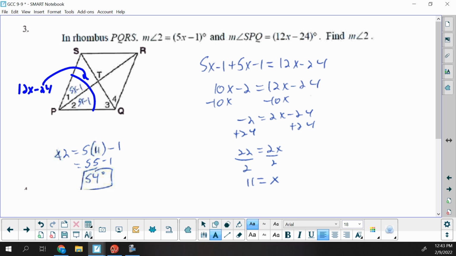And when you put those together, they should be the same as the SPQ. So we can do 5x minus 1 plus 5x minus 1 equals 12x minus 24. Go through and solve, and you get x is 11. But that's not what they wanted. They wanted to know the measure of angle 2, so we fill that 11 back into the expression for angle 2, and we eventually get 54 degrees.